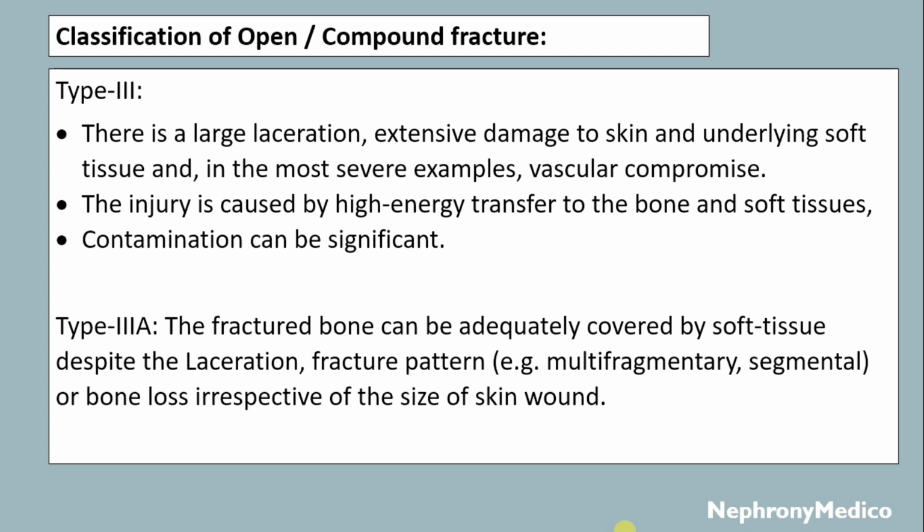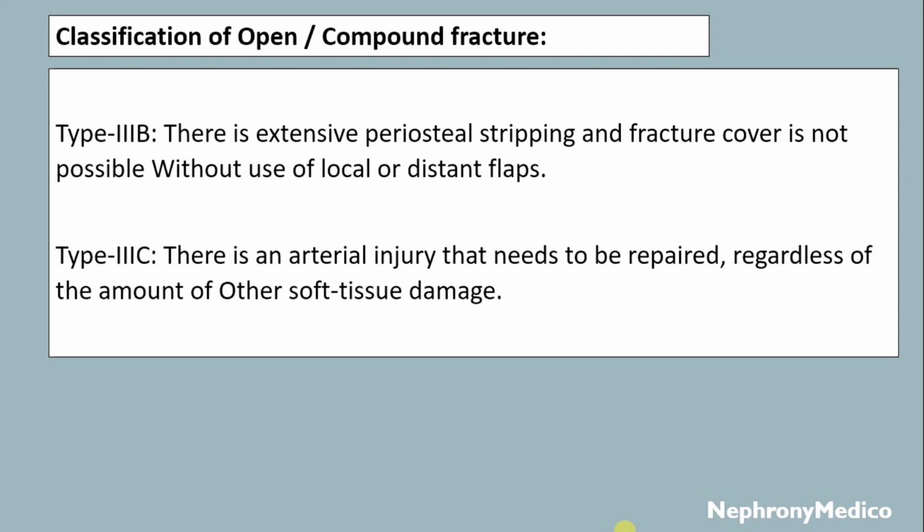Type 3A. The fractured bone can be adequately covered by soft tissue despite the laceration fracture pattern. Type 3B. There is extensive periosteal stripping and fracture cover is not possible without use of the local or distant flaps. Type 3C. There is an arterial injury that needs to be repaired regardless of the amount of the other soft tissue damage.